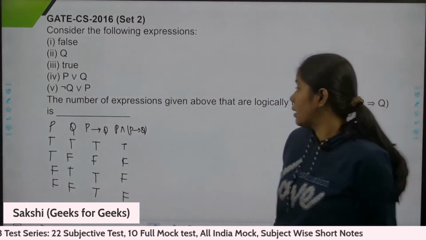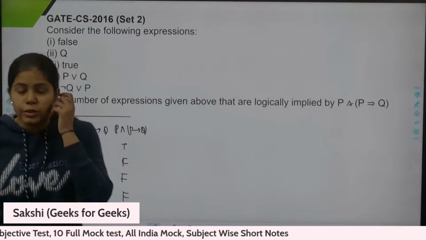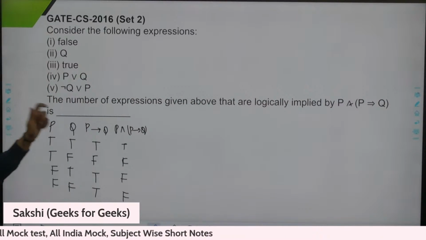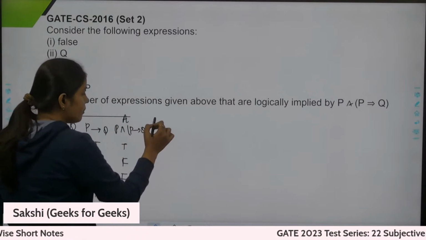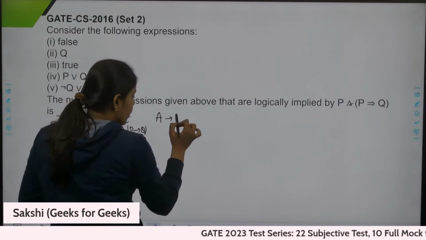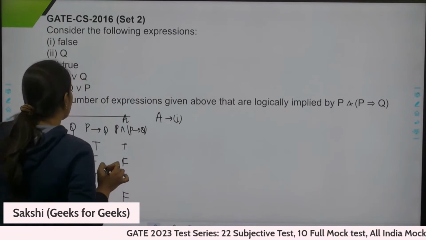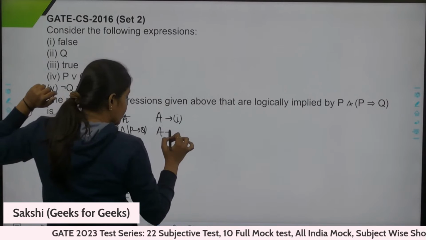Right? Is it correct? Now, the next thing we have is the first, second, third, fourth, fifth statement. So let's suppose this is my A statement. I have to check whether A implication first is true or not. What is first? False. So A implication false.